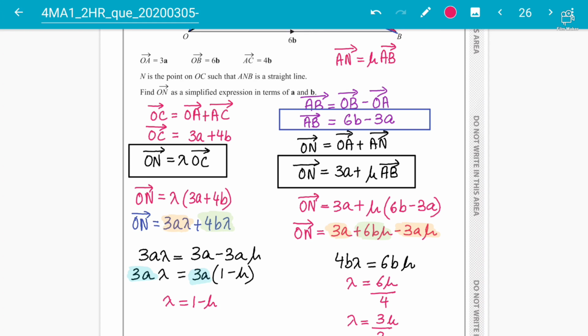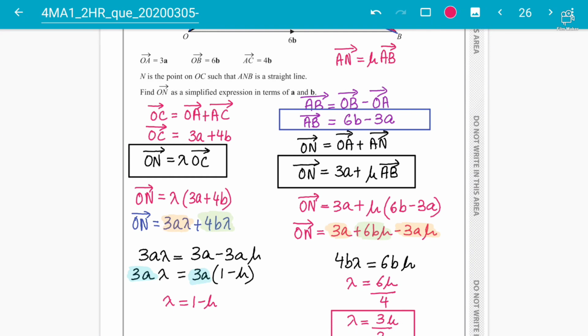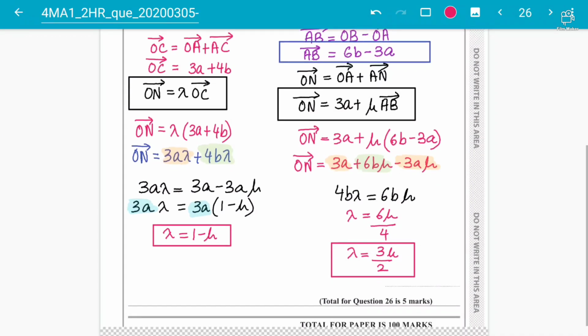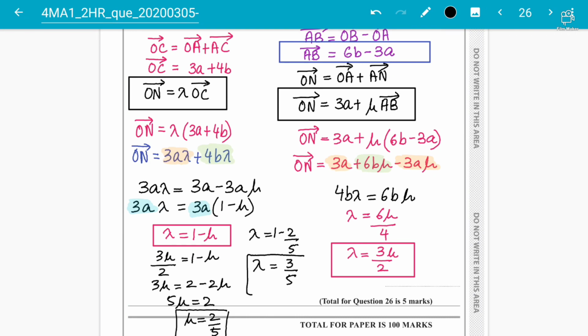So here we go, we got lambda here and we got the lambda equation here, so we should just simply solve it directly, in any way you want. I'm just comparing. So 3 mu over 2, I'm substituting it there. So 1 minus mu, so it will be 3 mu is equal to 2 minus 2 mu, so 5 mu is equal to 2. So mu is basically 2 divided by 5, students. Mu is 2 divided by 5, so lambda is going to be 1 minus 2 upon 5, that is basically 5 minus 2, 3 over 5. So here we go students, lambda is 3 over 5.